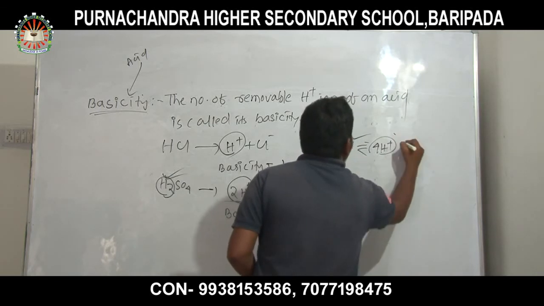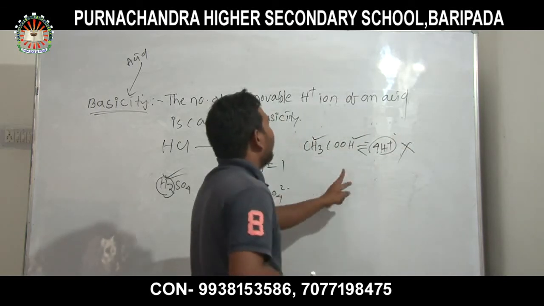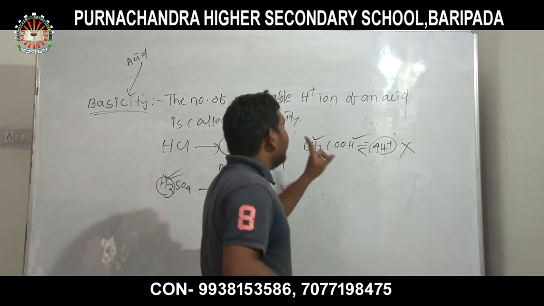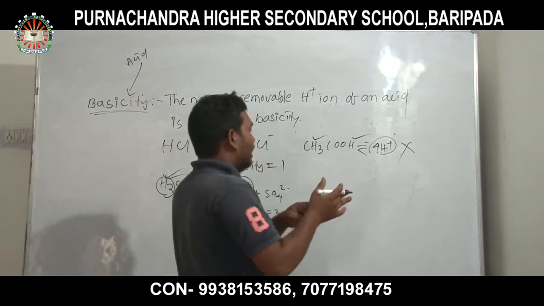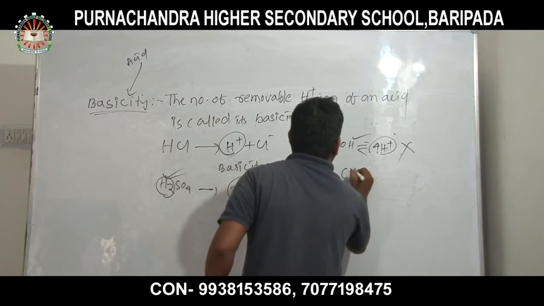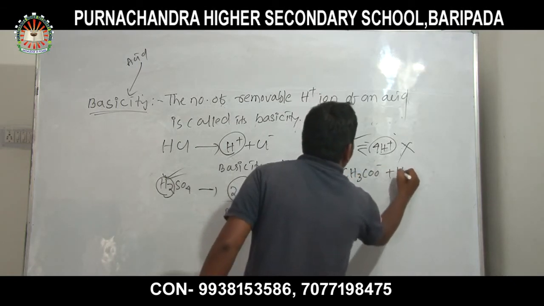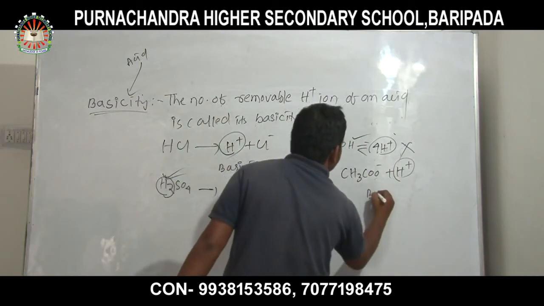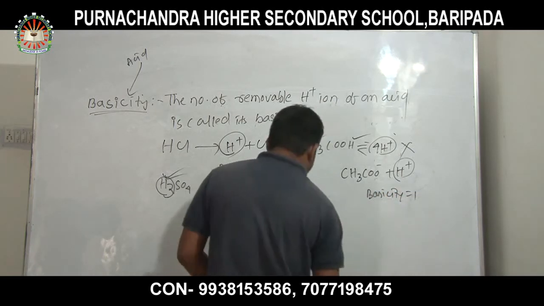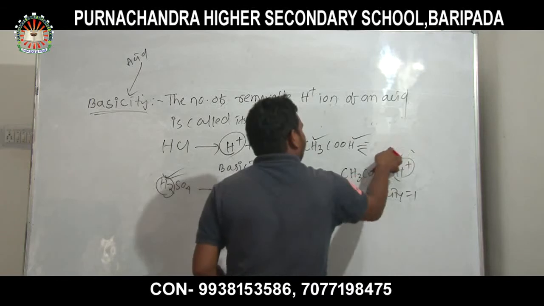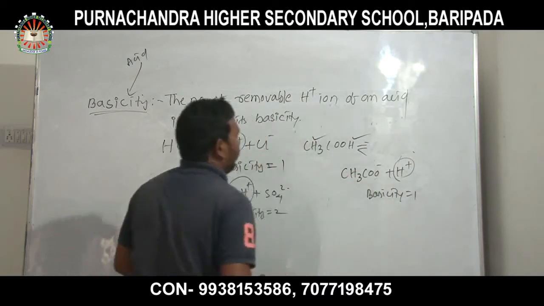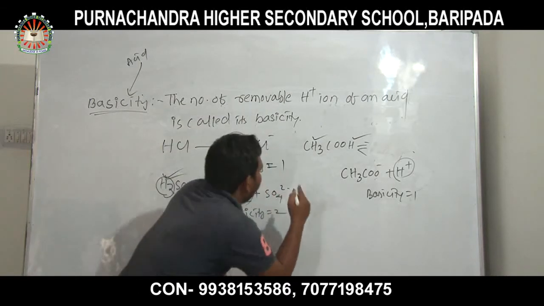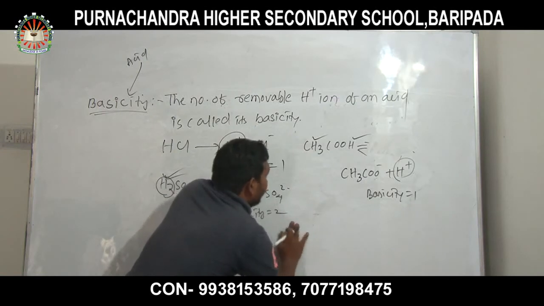But that is wrong. Although 4 hydrogen atoms are present in acetic acid, when it dissociates it gives 1 H plus ion. Thus, its basicity is 1, not 4. Its basicity is 1, not 4, because we explain the concept behind it. That is CH3COOH. It is an acid group.